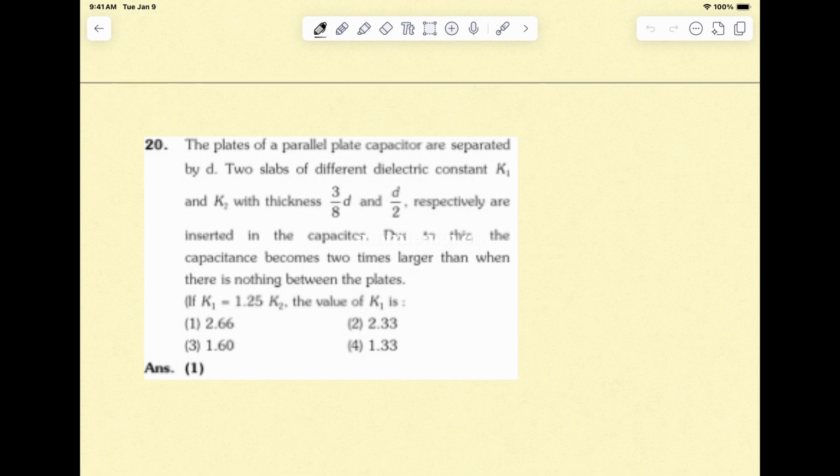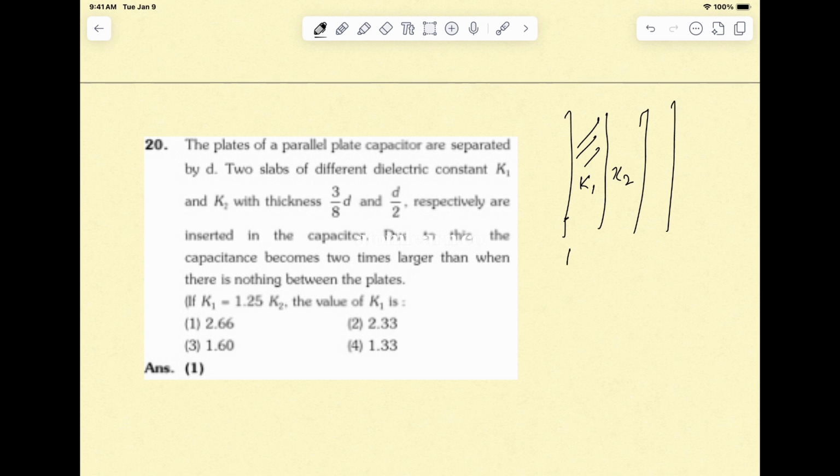One more question. This is also from NEET 2025. The plates of a parallel plate capacitor are separated by a distance d. Let me summarize it; you can go through the question, of course. It's like this. There is a parallel plate capacitor, and in the gap two slabs are inserted. One has dielectric constant K1, the other K2, and of course the other part is left as air.